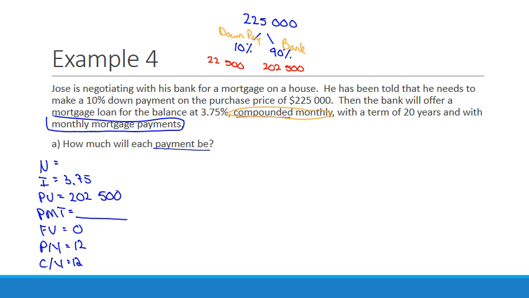Great. Now, if we're going to find the payment, I must know the total number of payments. Remember, that's the payments per year multiplied by the time. Payments per year is 12. The time frame is 20 years. So 240. Okay, I have all the details I need. I punch that into my calculator and I get $1,197.55. It says how much will each payment be? It's that amount, so we've figured out that question. That's part A.